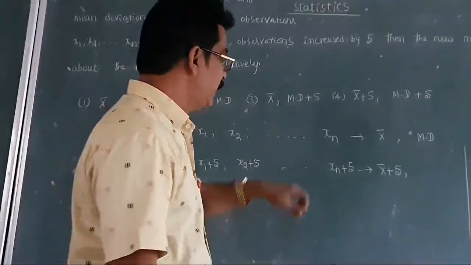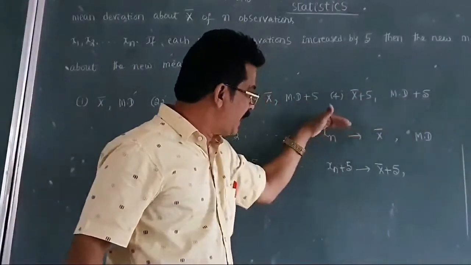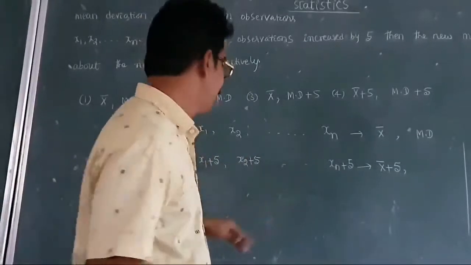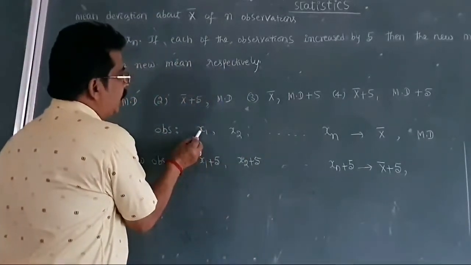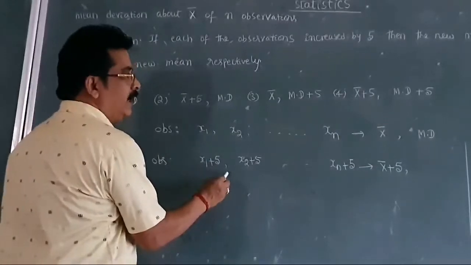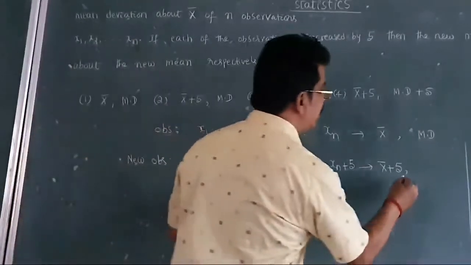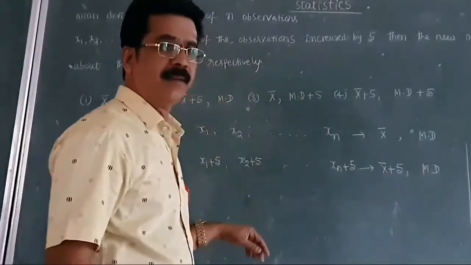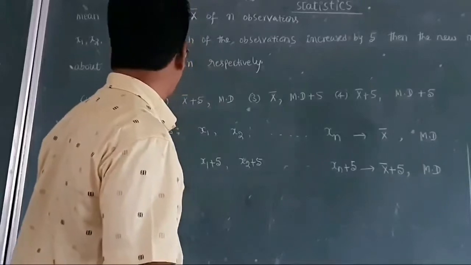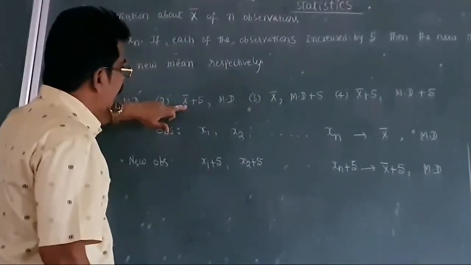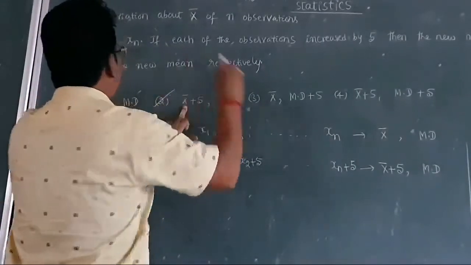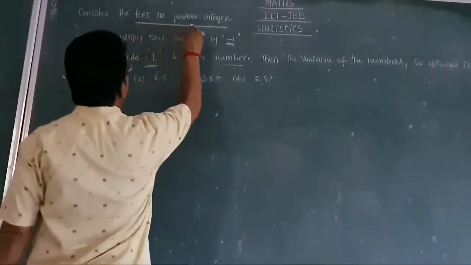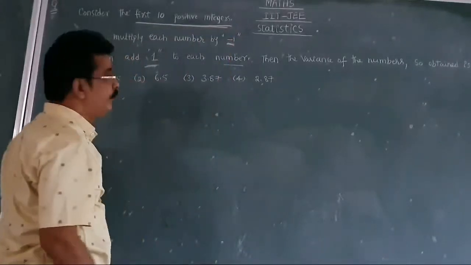Next, another point. What about MD? If we are adding a fixed constant to each and every observation, understand? Even if we are adding or subtracting a fixed constant, then MD never changes, it will be the same. So therefore, which option is right? Mean x bar plus 5 and MD. So therefore, the second option is right.